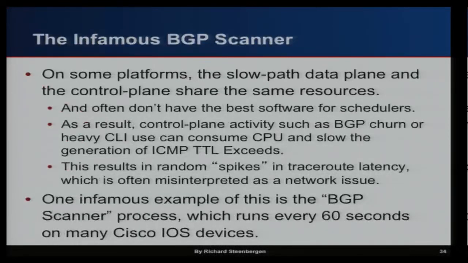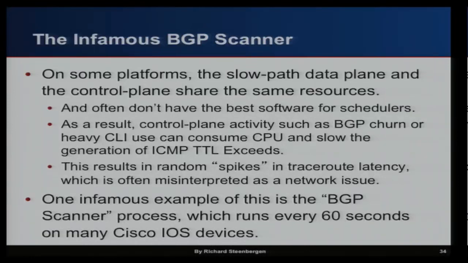So on a lot of boxes out there, like old Cisco IOS boxes, there's an infamous process called BGP Scanner. And the way that IOS works is every 60 seconds it has a little process that walks down the routing table and checks to make sure all the routes are still valid and pulls things that it doesn't.